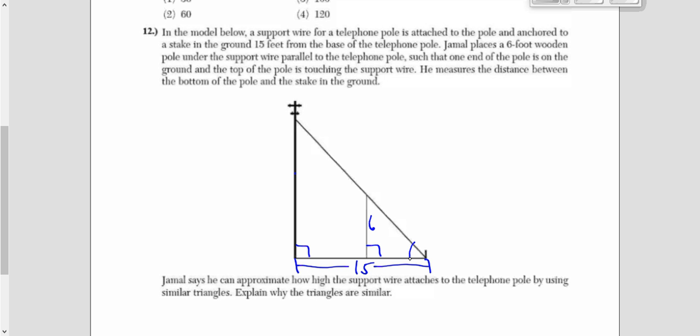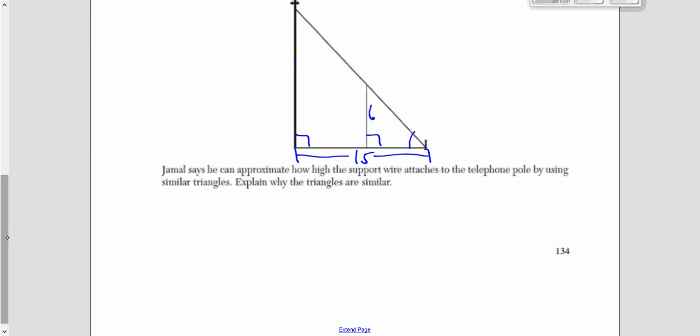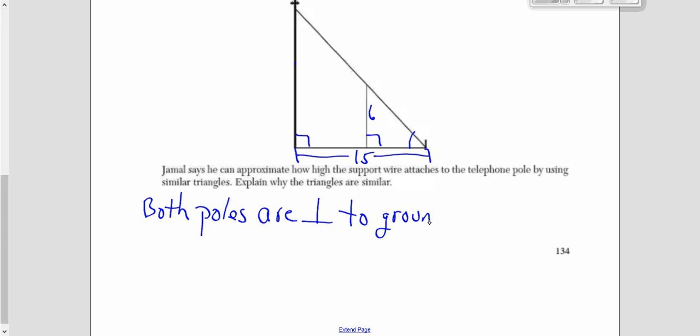Are they similar by angle? So how might we explain this? We can say both poles are perpendicular to the ground, right? So what does that form? Both poles are perpendicular to the ground, forming what? Well, let's tie that up a little better. There we go. Let's say that. Let's get that in there. Congruent right angles, right?